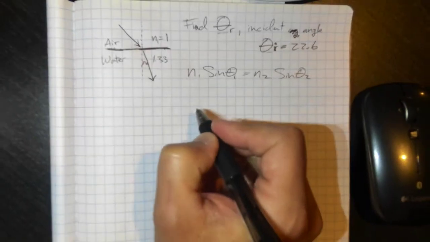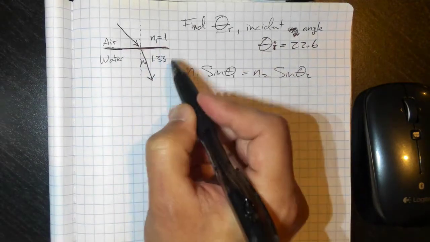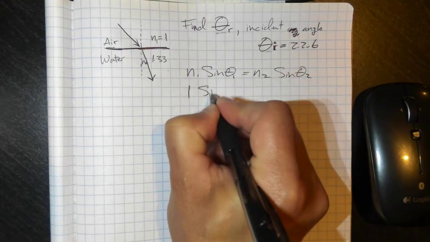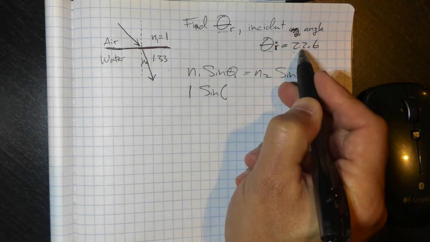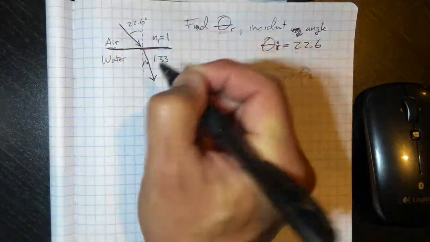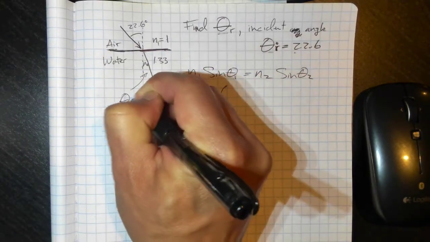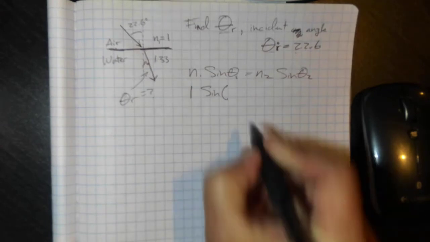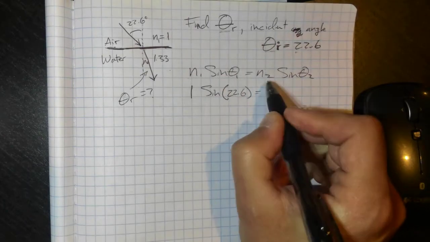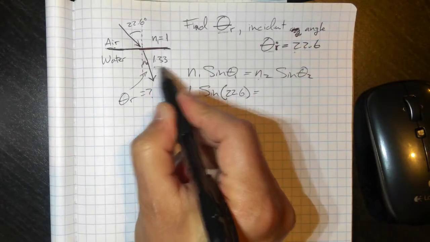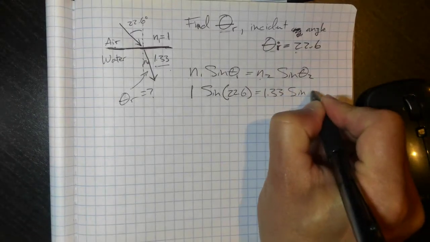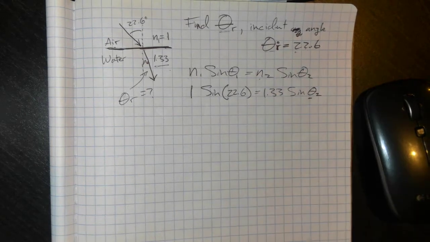So now I'm going to start plugging it in. I'm going from air to water. So N1 was 1. Sine theta 1 is 22.6. My incident was 22.6 degrees, and my refracted is what I'm looking for. So I'm going to say 1 times sine 22.6 degrees is equal to N2, which is what we're going into, water, 1.33, times sine theta 2, and we don't know what that is. That's what we're going to solve for.